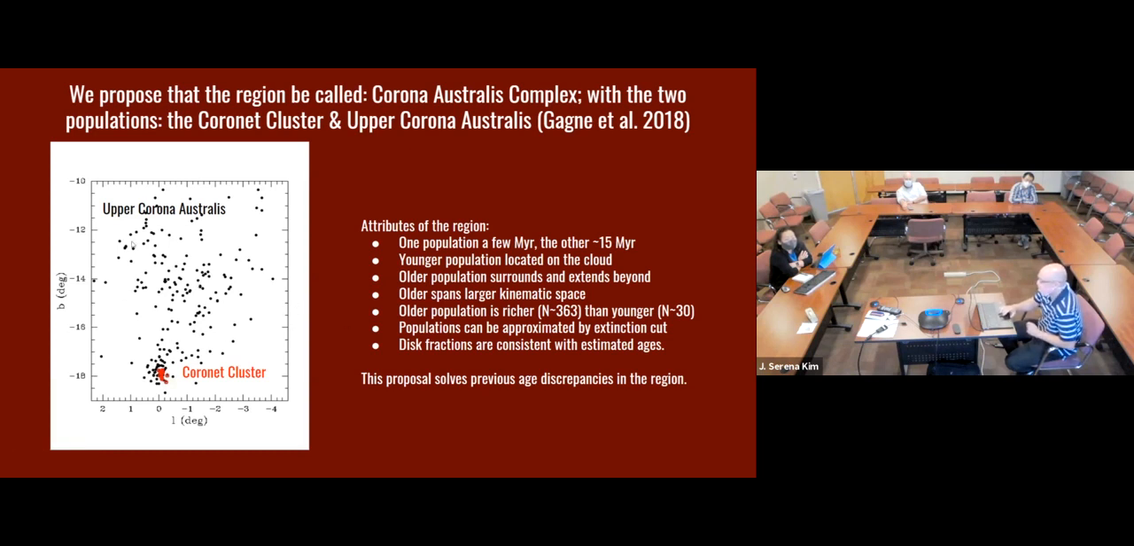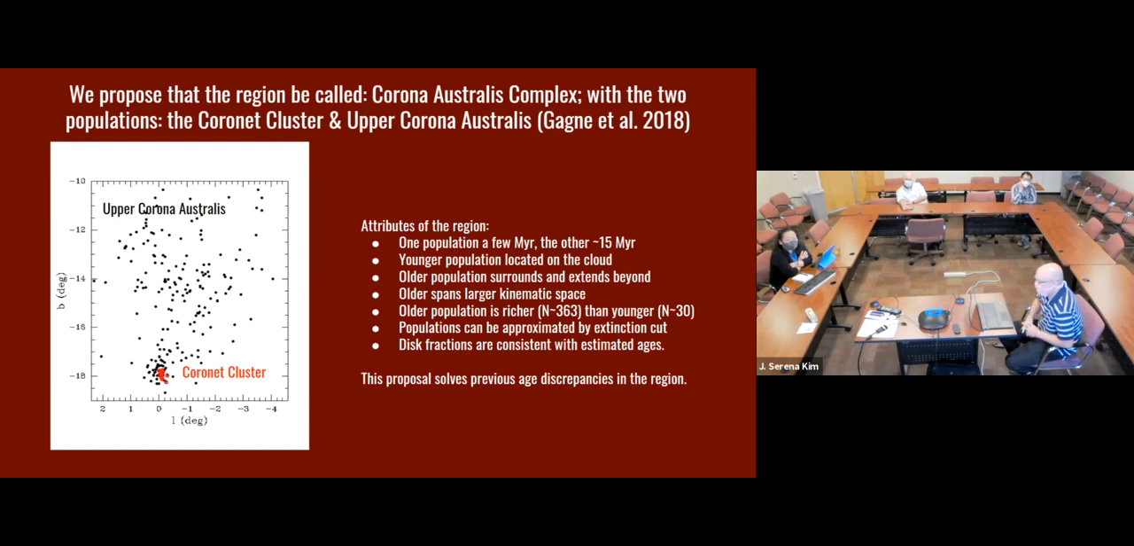Well, because they were defining it by spatial, right? And the first data release only had the very bright stars, so there are only very few, but they saw it, felt that it was significant, and christened it Upper Corona Australis. So we actually have a name, and I don't have to come up with a new name for the region. So we propose to call all the old stars Upper Corona Australis and the young stars just the Coronet Cluster, and the full region, the Corona Australis complex.